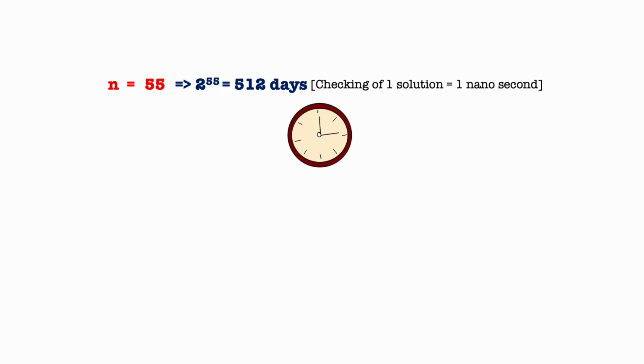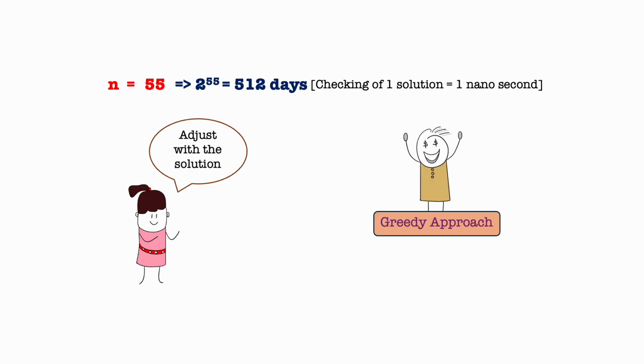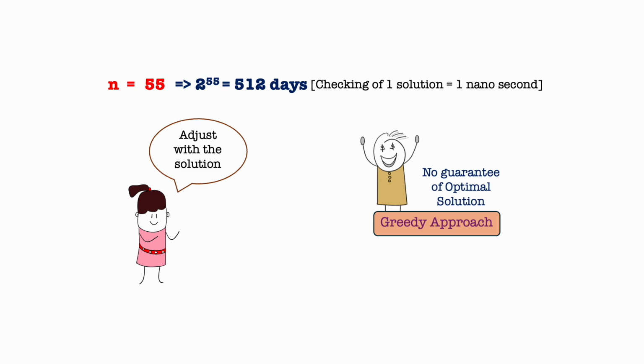What if we don't have that much time? We need results quickly. Since we don't have time, we have to adjust with the solution. One possible way is to take a random solution, but we cannot comment on the quality of the solution. Therefore, we apply some heuristics to generate solutions. The greedy approach gives a solution based on the used heuristic in a very short time compared to the exhaustive approach, but does not guarantee the optimal solution.